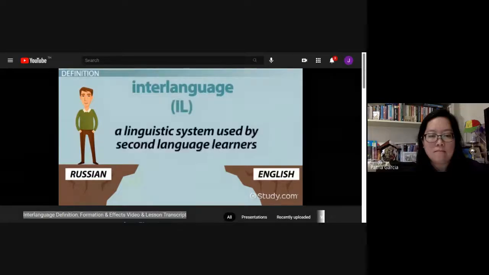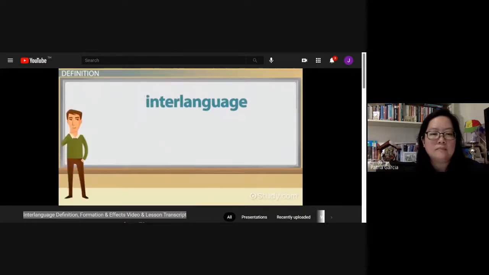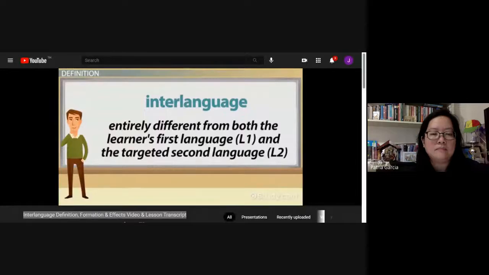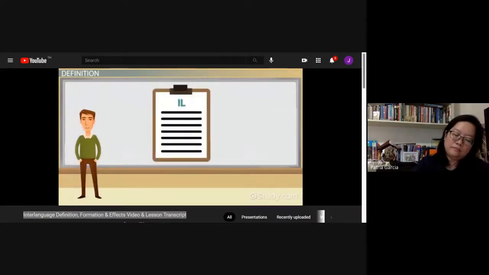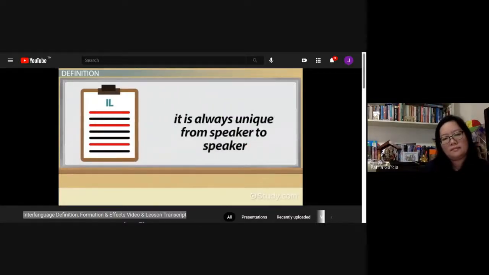Interlanguage, or IL, is a linguistic system used by second language learners. Learners create this language when they attempt to communicate in the target language. Interlanguage is affected by the learner's native language as they use their native language knowledge to understand and organize the second language or to compensate for existing competency gaps. Nonetheless, interlanguage is entirely different from both the learner's first language, L1, and the targeted second language, L2. Interlanguage has its own rule system, but it contains ungrammatical sentences and elements. Given that IL consists of elements of L1 and L2, as well as the speaker's perceptions, it is always unique from speaker to speaker.